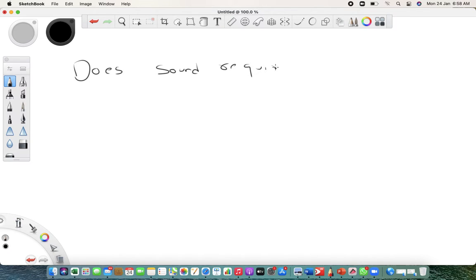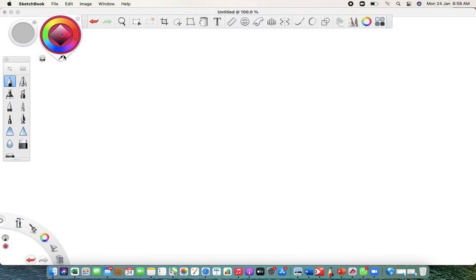And the answer is yes. Sound does require a medium to travel. So the question is, if sound requires a medium, then how does the sound travel? That is what we are going to see.